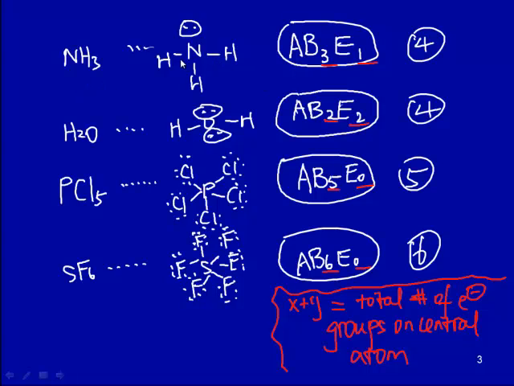Ammonia, you'll have 3 bonded, so AB3. Now you'll have a pair of unshared valence electrons on the central atom, nitrogen, and in this case it will be AB3E1. The total number will be 4. Water will be AB2E2. Total number 4. Phosphorus pentachloride will be AB5E0. Total number 5. Sulfur hexafluoride will be AB6E0. Total 6. So x plus y is the total number of electron groups on the central atom.